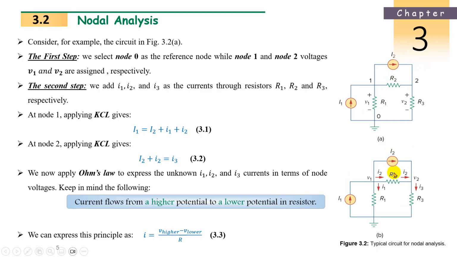If the current direction is opposite, then V2 minus V1 we have to write. Think of the work done by the current: it goes from the starting point to the ending point. The current's starting point is V1, the ending point is V2. At the starting point there is more work done, and at the end it becomes 0. So it is V1 minus V2 because of this current direction. If the current direction is reversed, it is V2 minus V1.